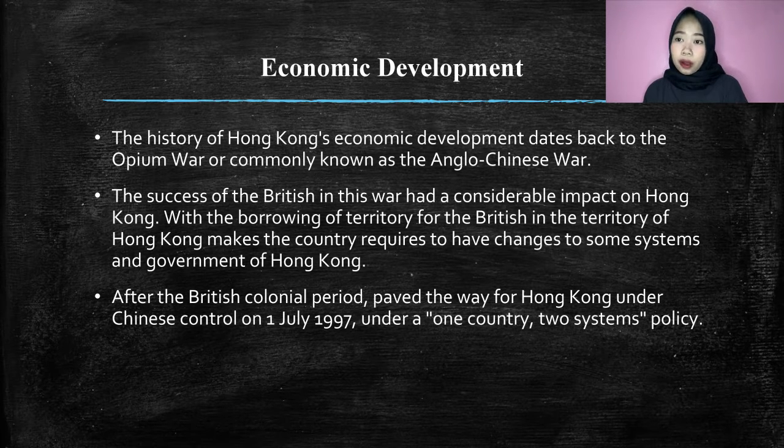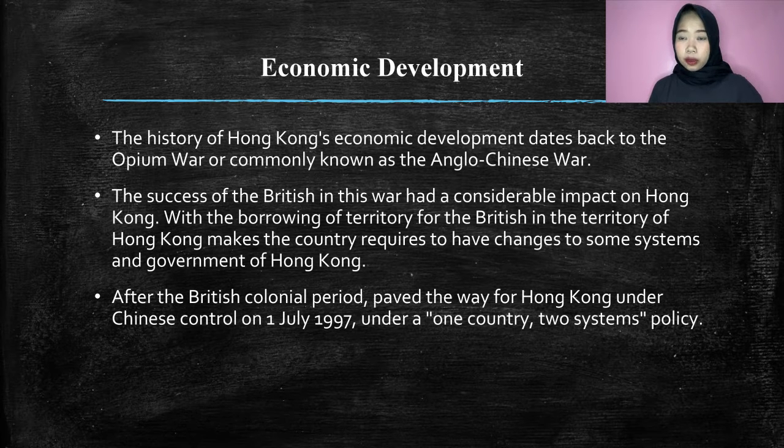The history of Hong Kong's economic progress dates back to the Opium War, or commonly known as the Anglo-Chinese War. In the Opium War, there was a conflict between the Chinese and the British over China's sovereignty. During the war, Europeans used addictive opiate power to gain important trade relations with China, a country that isolated itself from the outside world. The success of the British in this war had considerable impact on Hong Kong.